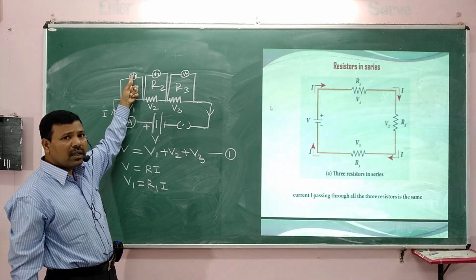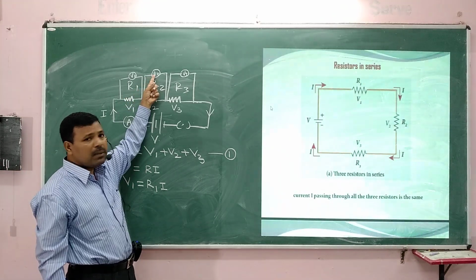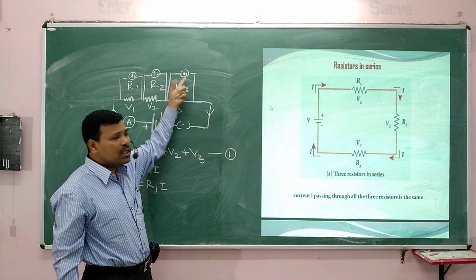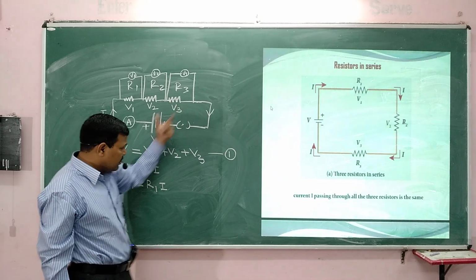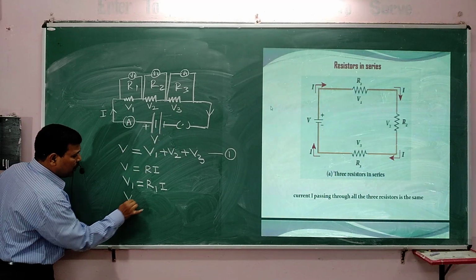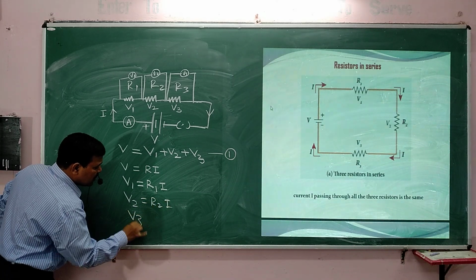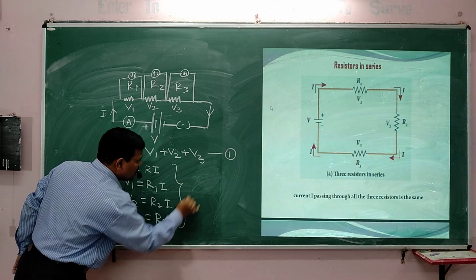So this voltmeter measures the PD across R1. This voltmeter measures the PD across R2. This voltmeter measures the PD across R3. So V2 is equal to R2 into I. V3 is equal to R3 into I. This is equation number 2.